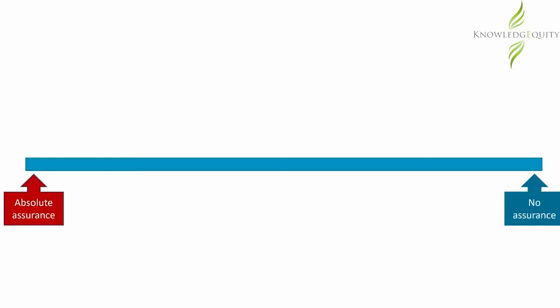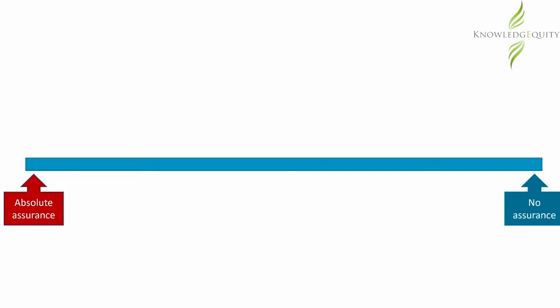Let's start by using a continuum to plot where reasonable and limited assurance engagements would sit in relation to each other. On one end of the continuum, we have no assurance provided. For example, where the practitioner is asked to compile financial statements for the client, there is no opinion provided by the practitioner, but simply a set of financial statements.